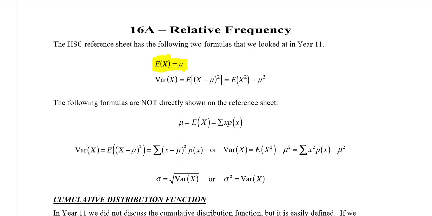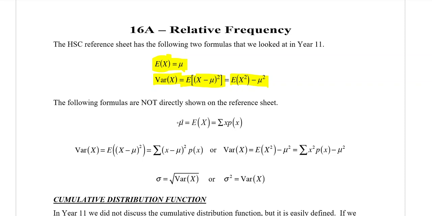Okay? Variance is the standard deviation squared. So you always find that first when we were using our tables last year. It can be found by the expected value of x minus mu in brackets all squared, or the expected value of x squared minus mu squared. The following formulas are not on the reference sheet, but are very helpful ones to know.